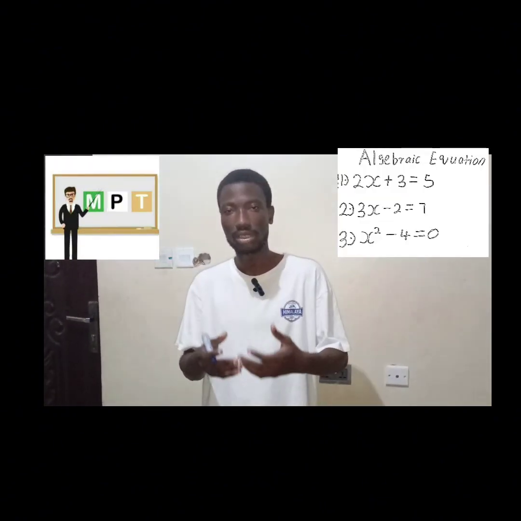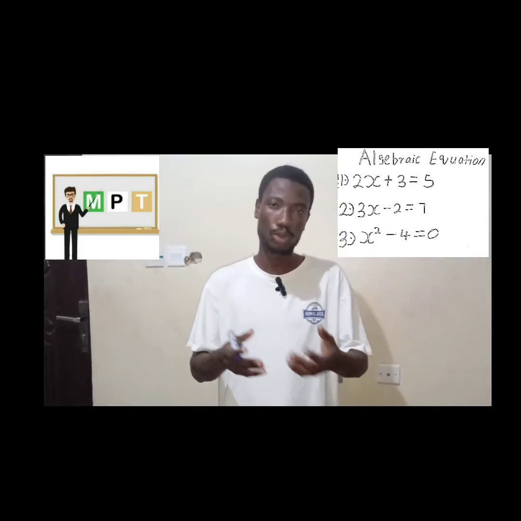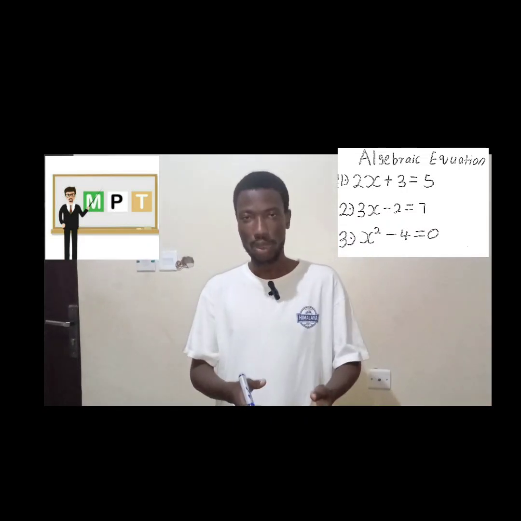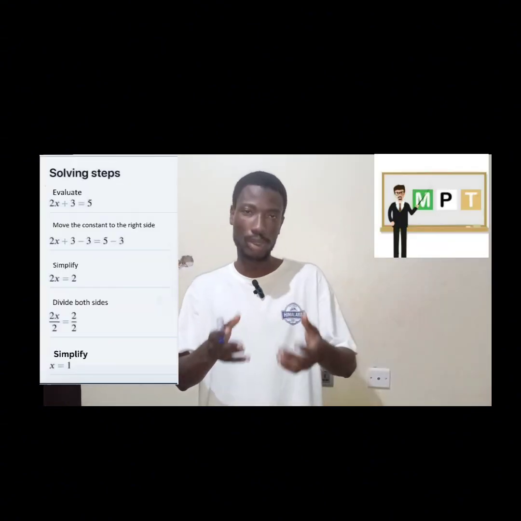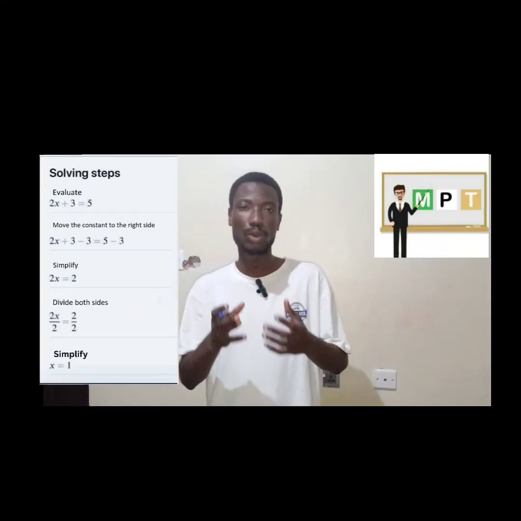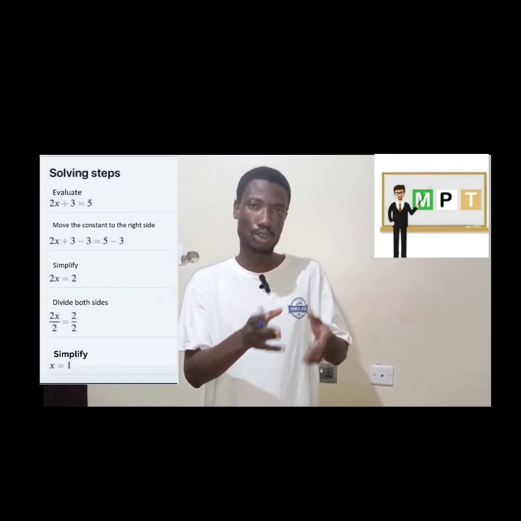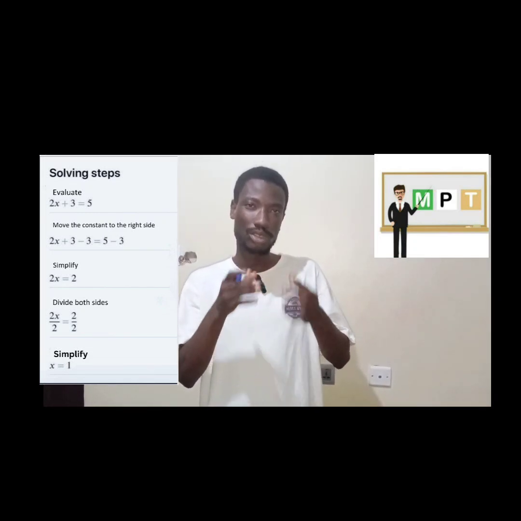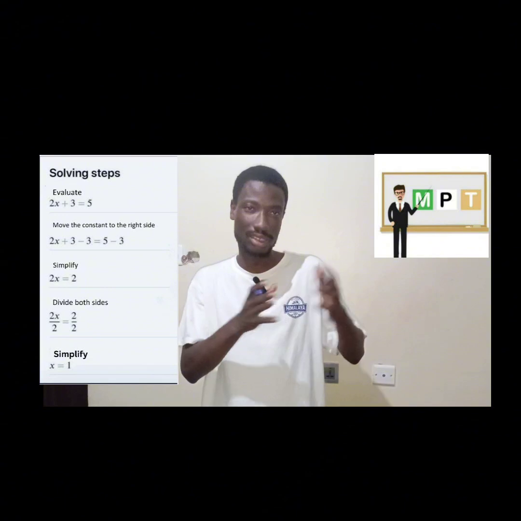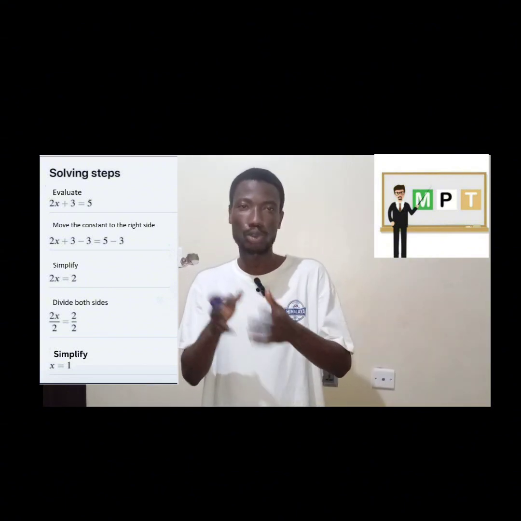So we have 2x plus 3 equals 5, 3x minus 2 equals 7, and then x squared minus 4 equals 0. Now let's take one example, 2x plus 3 equals 5. We have to subtract 3 from both sides, so we have 2x equals 2. Then we divide by the coefficient of x, that is 2, so we have x equals 1.